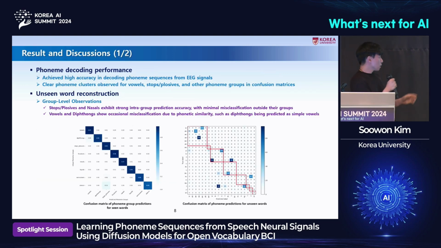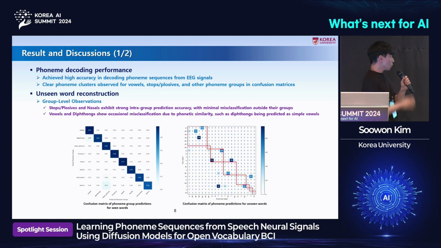So here on the left is kind of boring because it is classifying very well on seen words because it's a spoken EEG brain signal, but the interesting one is on the right. This is a confusion matrix where it attempted to classify the phonemes of the unseen word, but a lot of them are off the center, but the red square represents the phonemes that are in the same group.